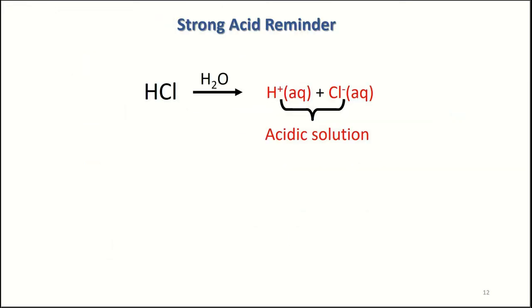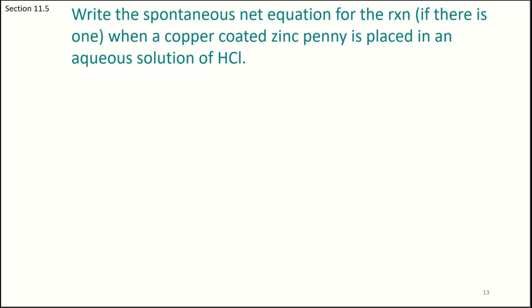So before I do the next example, I want to remind you that we had listed strong acids that actually ionize when you put them into water. And one of those examples was hydrochloric acid. We take hydrogen chloride and dissolve it into water, we will actually produce aqueous hydrogen ion and aqueous chloride ion. Whenever we have aqueous hydrogen ion present in solution, we would say that this is an acidic solution. So this is important to keep in mind when we're reading these types of word problems.